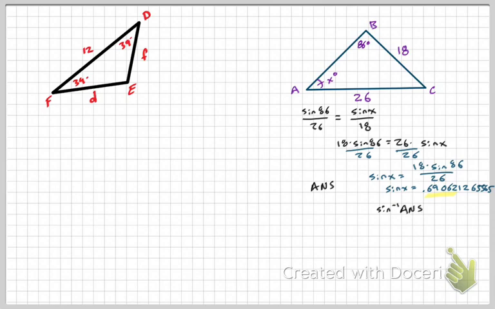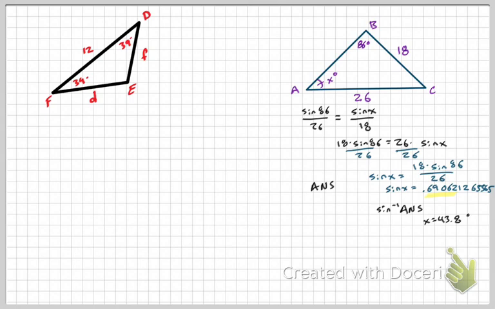Now, you can't just type in the letters A, then N, then S. It has to be actually accessing the ANS function. So what this is doing is taking the inverse sine of this entire number, when it says ANS, without me having to type the whole thing out. And I hit enter, I get 43.8. So that missing angle is 43.8 degrees.